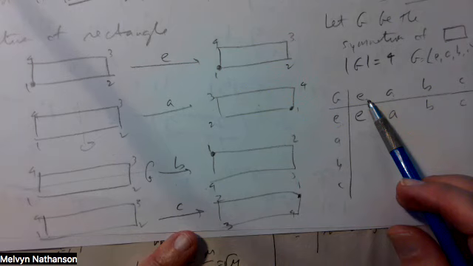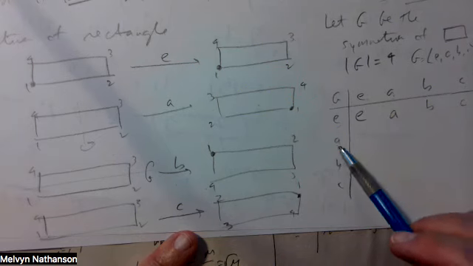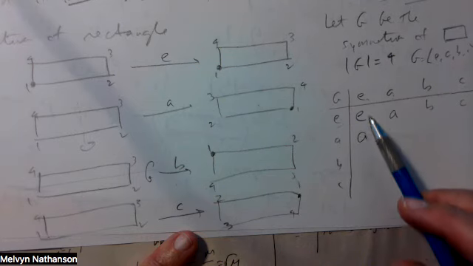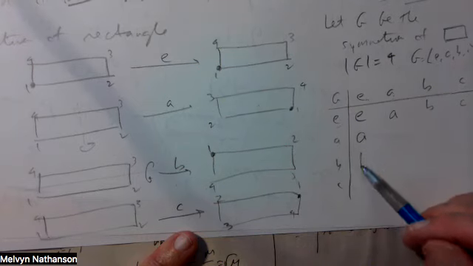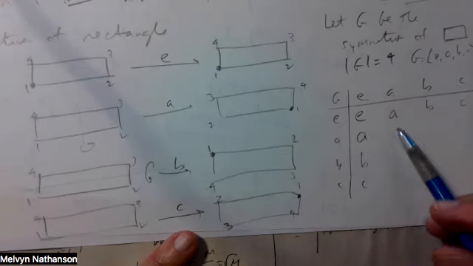And similarly, A times E means take your rectangle, leave it fixed, and then perform A, so the result is A. Leave it fixed and then perform B, the result is B. Leave it fixed and then perform C, that's C.